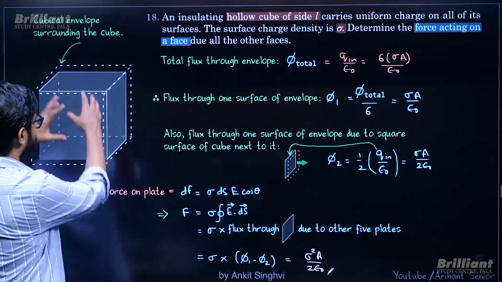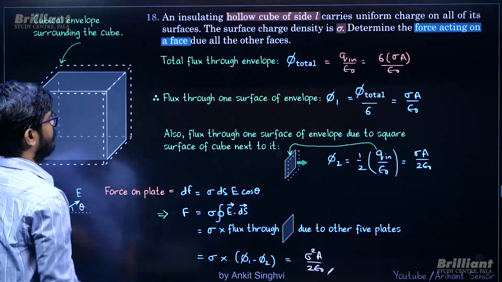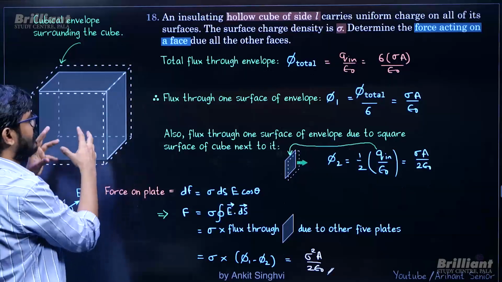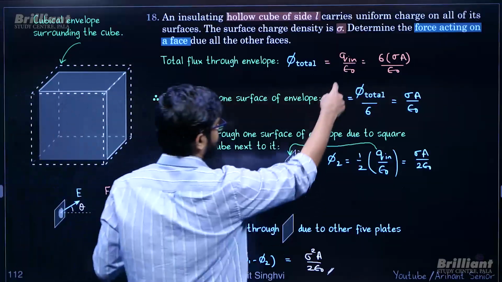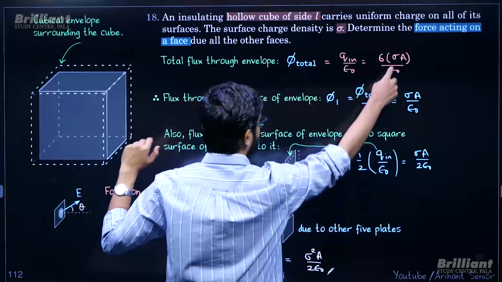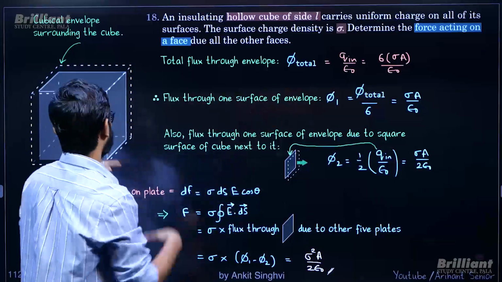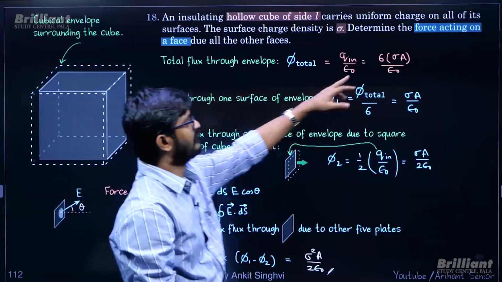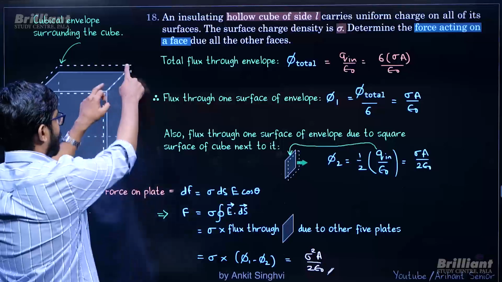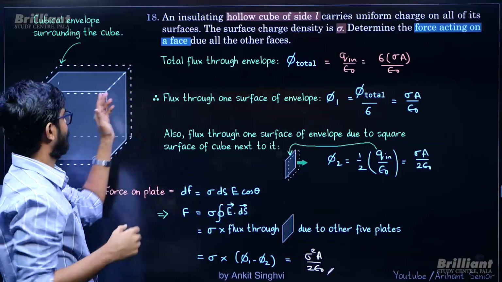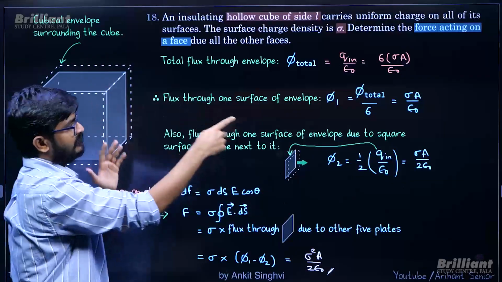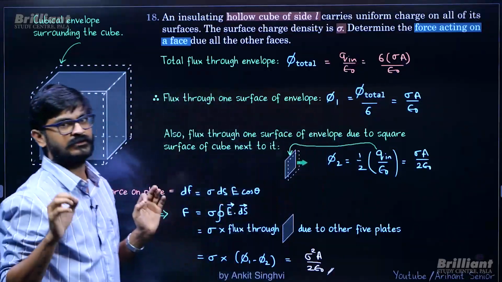Now if you take a Gaussian surface in the symmetrical cube manner, then the total flux through the Gaussian surface of the cube is going to be charge enclosed by epsilon naught. Charge enclosed is the total charge enclosed, that is 6 times sigma A by epsilon naught. For each plate it is sigma A, so total 6 plates are there, so total charge enclosed is this much by epsilon naught. Now what is this? This is the flux through any one dotted area. Let me talk about this area. So through this dotted area, the flux is this much. That is the total flux because of the 6 faces.